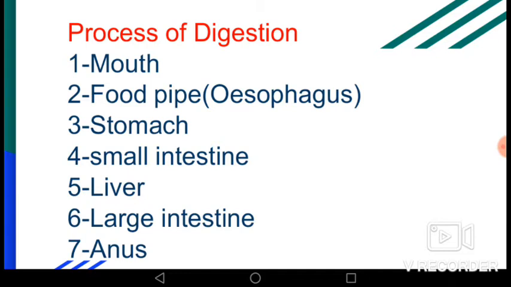Fifth is liver. It produces juices that play an important role in the digestion of food. Sixth is large intestine. It holds the food that cannot be digested, absorbs water from it and forms waste. The last part is anus. Waste materials are removed from the body through this organ.